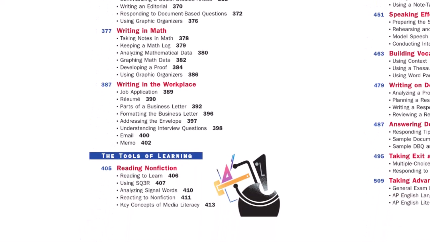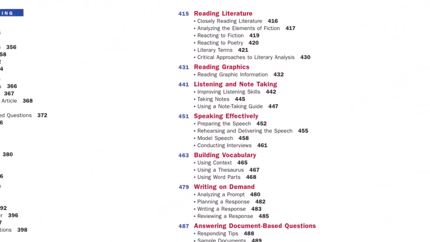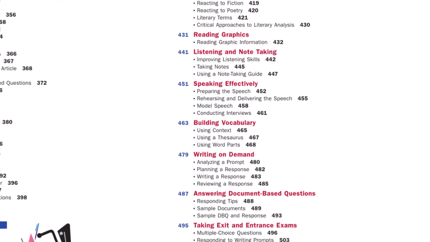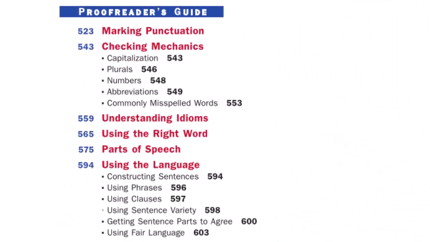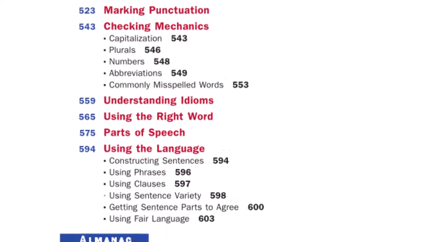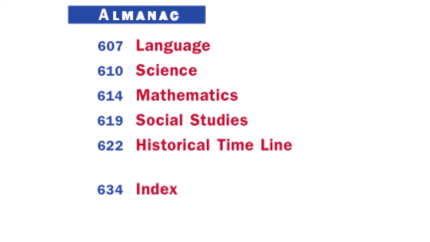The Tools of Learning section focuses on the skills that students need to succeed in all of their classes, including reading, listening, speaking, note-taking, and succeeding on tests. The Proofreader's Guide includes rules and examples for punctuation, mechanics, idioms, usage, the parts of speech, and sentences. You'll also find an almanac with pages on language, science, mathematics, social studies, and history.